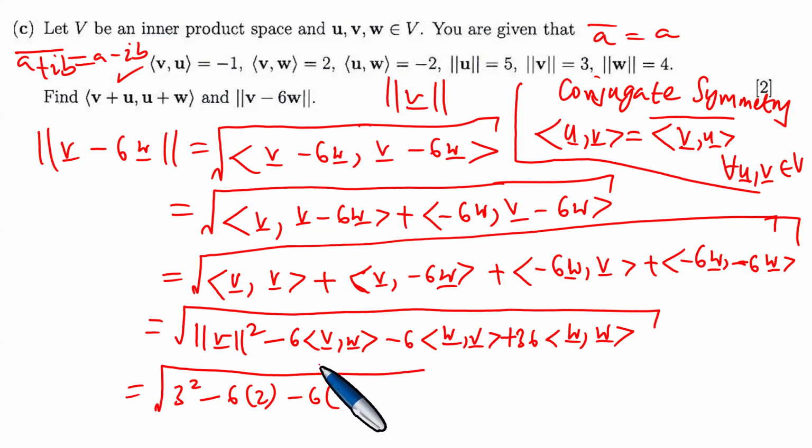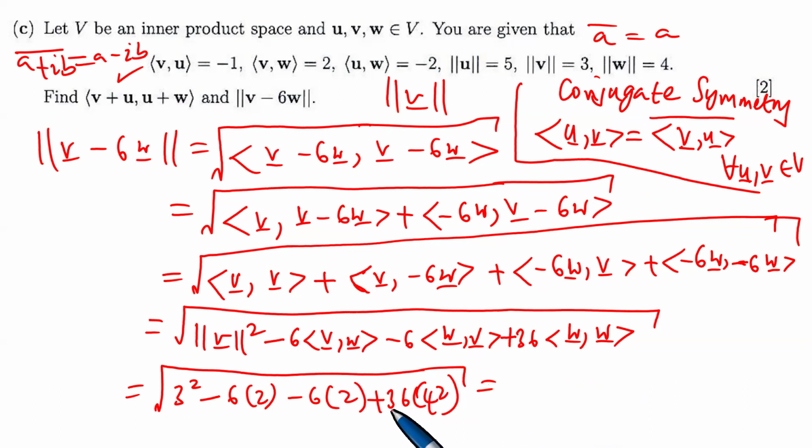So now you are dealing with <W,V> being the same as <V,W>, which is 2. Then we have 36, and then we have <W,W>, which is the same as the length squared, which is 4 squared.